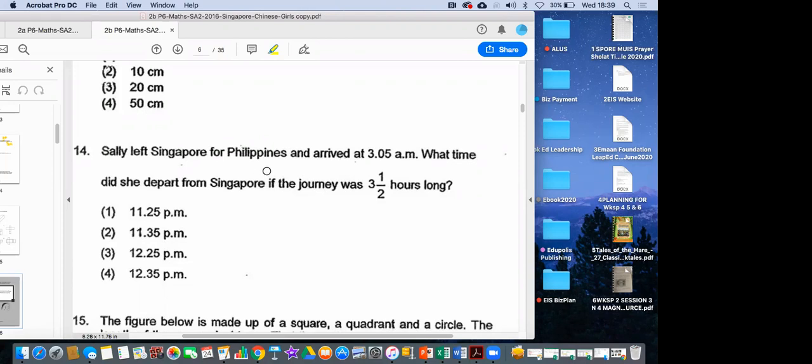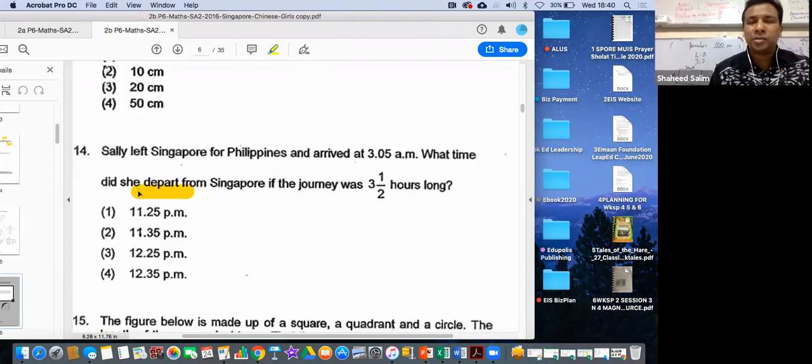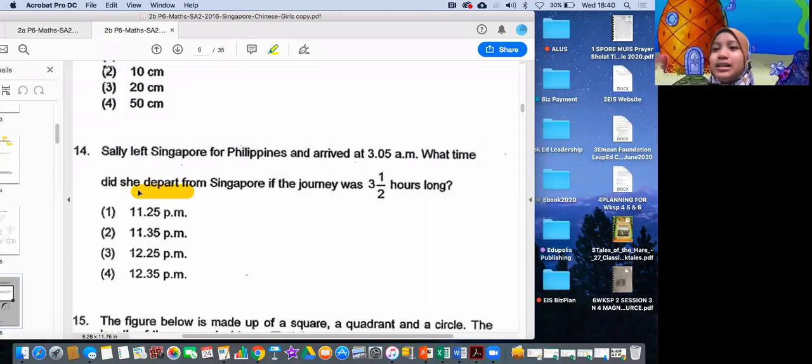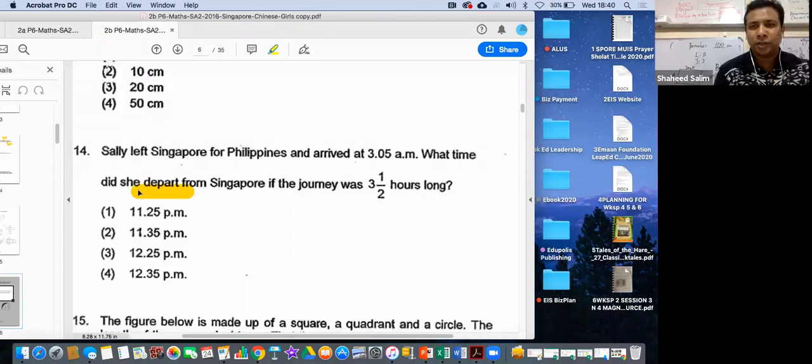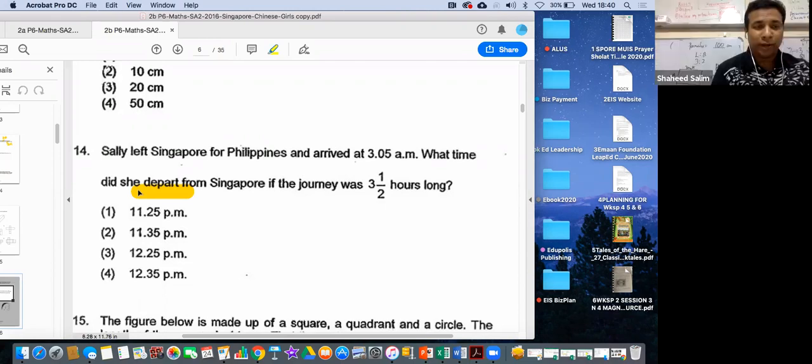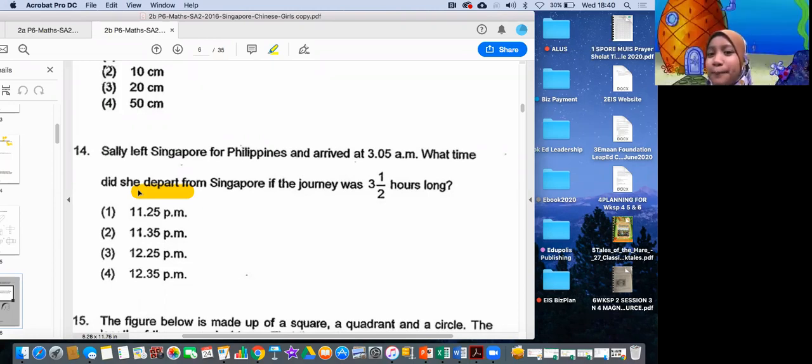Backward, yes. This is depart. Depart means either to die or to leave. So 3 minus 3 hours, how many hours? Which is 12 a.m. But it says 12 p.m. So your answer cannot be 4, right? Cannot be 3 also. That's why it says 12 p.m.